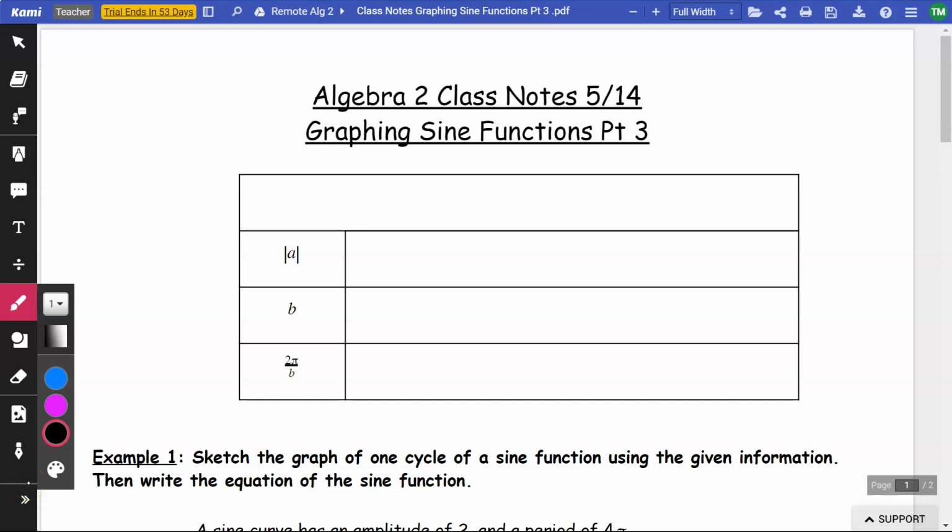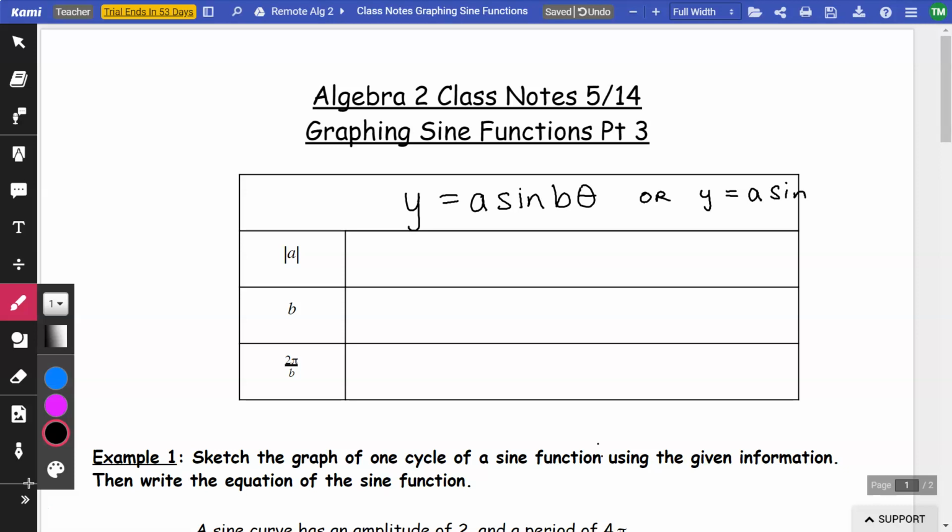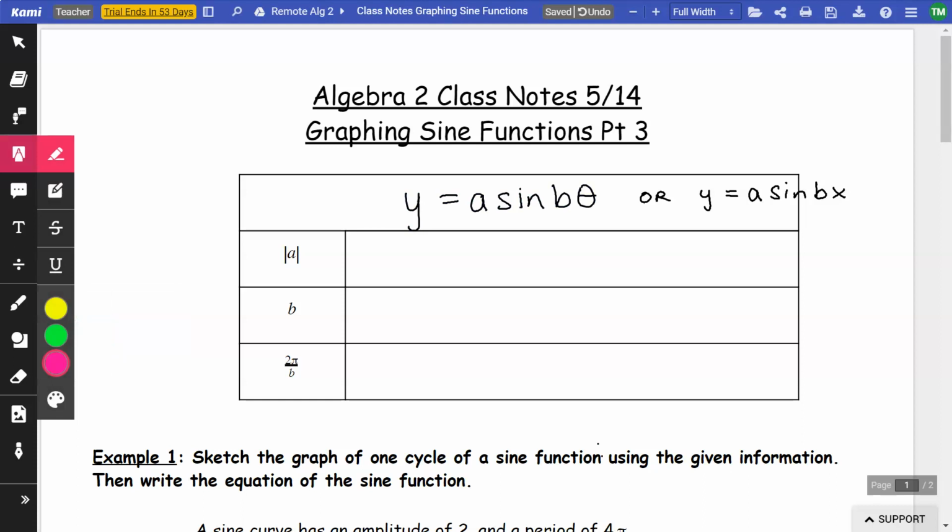So our sine functions are going to be in the form of y is equal to a times the sine of b times theta. Or, if we want to use it in terms of x, it's going to look like y is equal to a times the sine of b times x. So there are some really handy things that we can tell just by looking at the equation of the sine function for when we go to graph it. And those things are based on the a value and the b value.